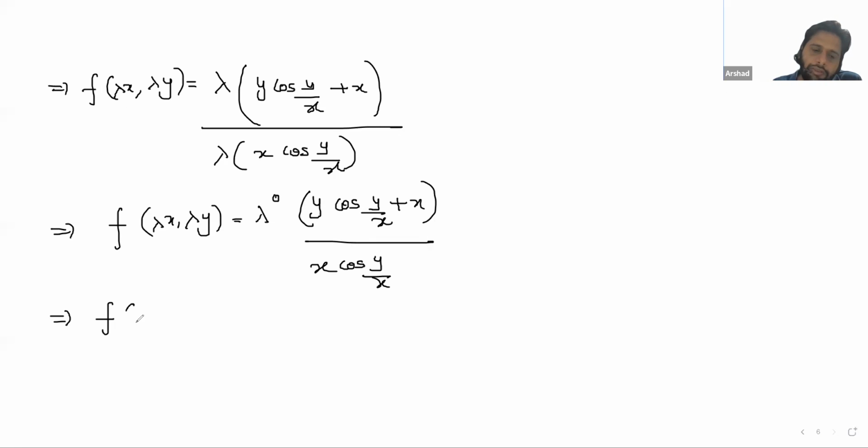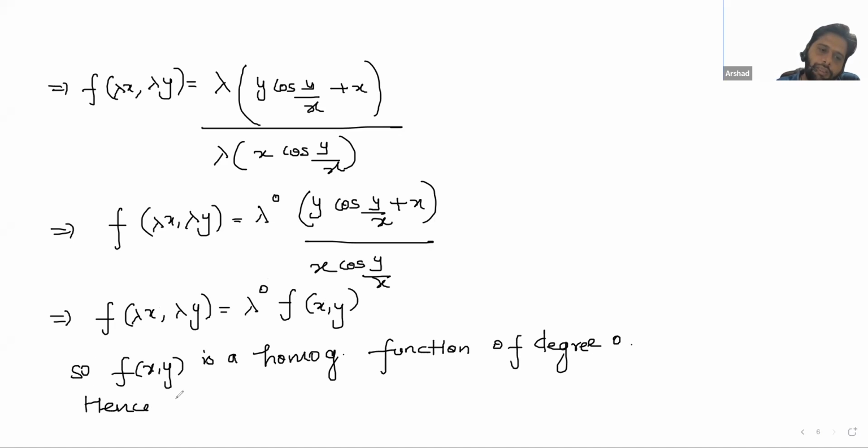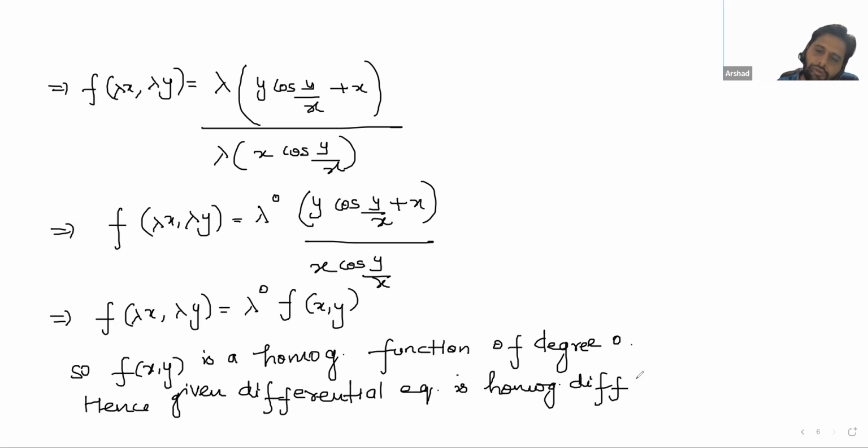So this can be written as f(lambda x, lambda y) is equal to lambda to the power 0, and here you have the function f(x, y). Okay. So f(x, y) is a homogeneous function of degree 0. Hence, the given differential equation is a homogeneous differential equation.